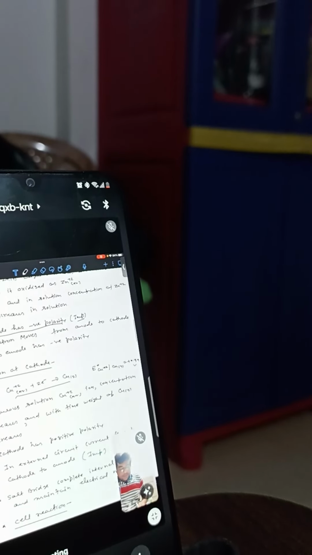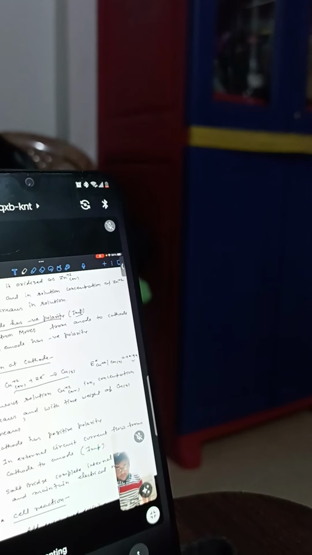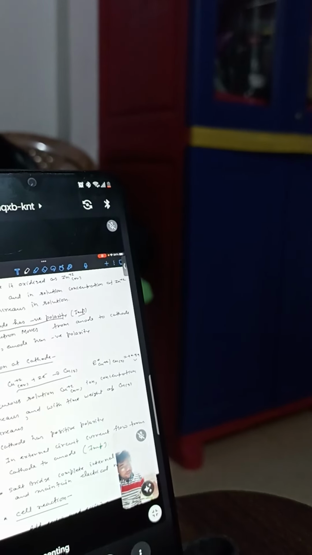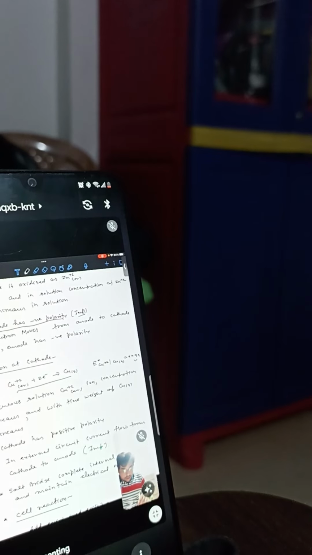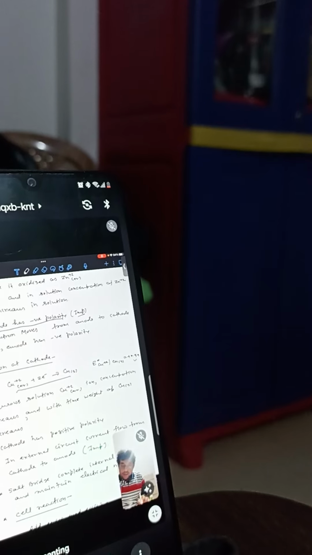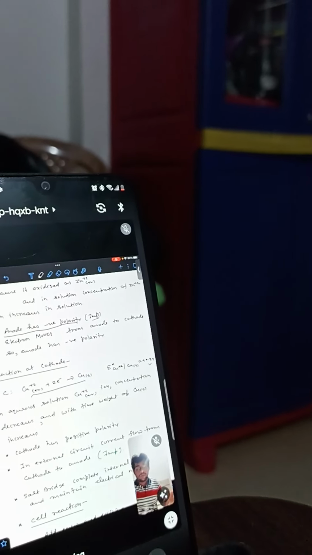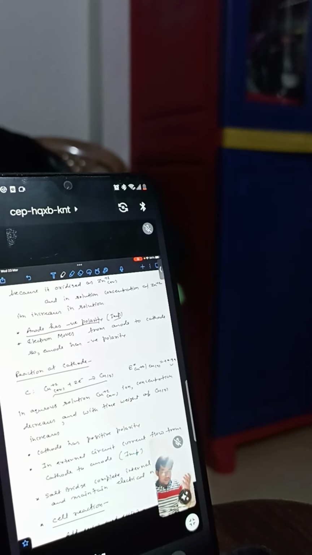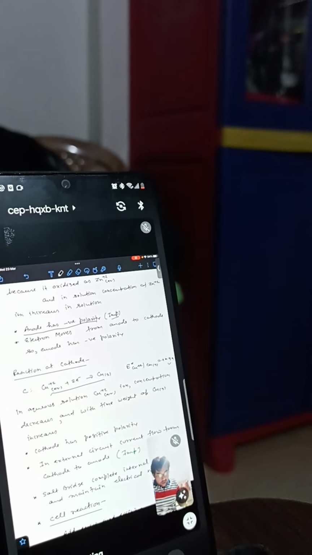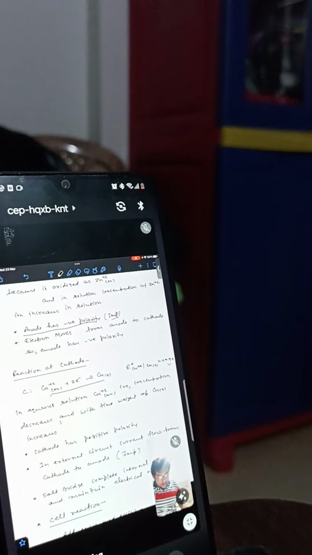Now the reaction that takes place at the cathode. At the cathode we have copper, which has more reduction potential, hence it will undergo the reduction reaction. Here the copper ion is accepting the electrons, undergoing reduction, and it is getting converted into the copper solid. So with time the concentration of the copper ion in the solution will decrease and the weight of the copper rod will increase.